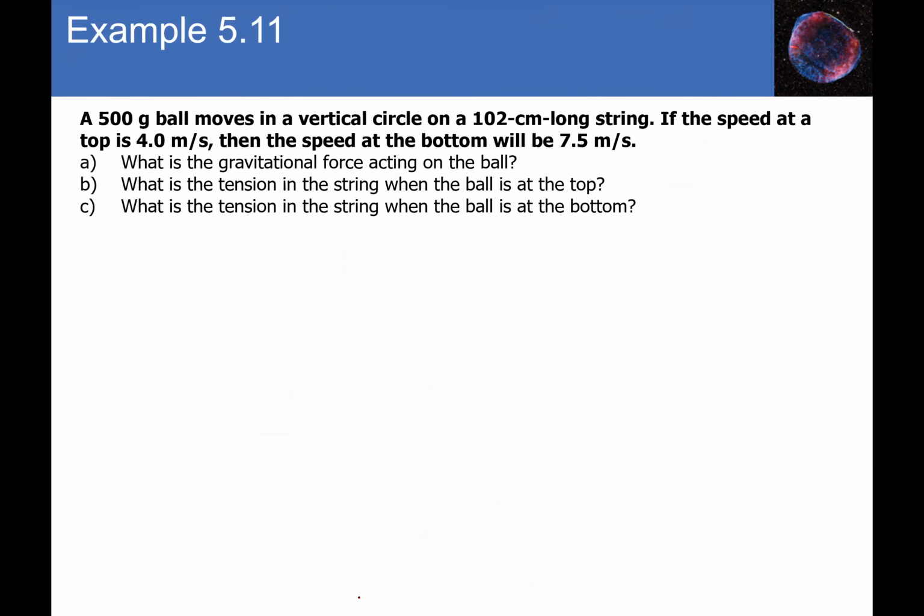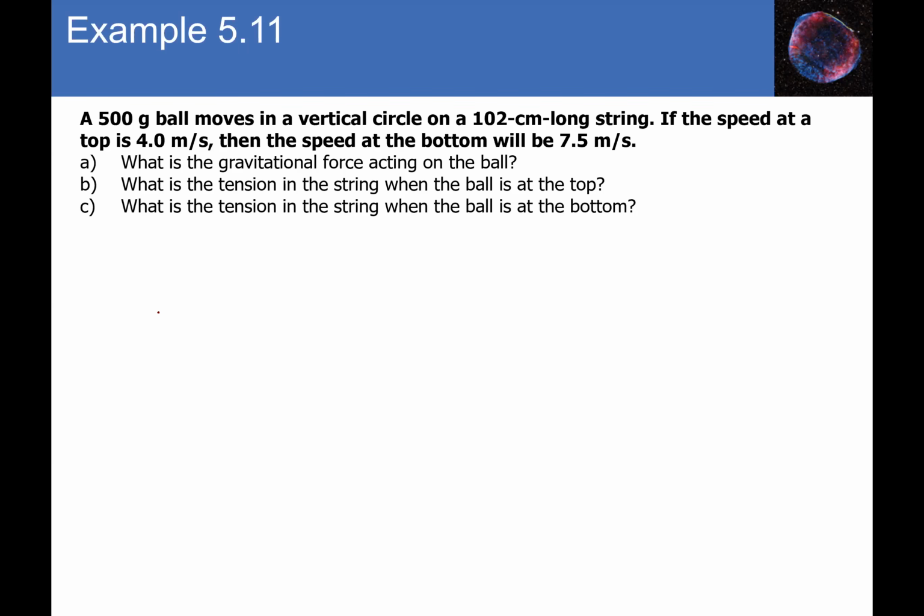So let's look at an example like this. A 500-gram ball moves in a vertical circle on a 102 centimeter long string. If the speed at the top is 4 meters per second, then the speed at the bottom will be 7.5 meters per second. It's a non-uniform circular motion. What is the gravitational force acting on the ball? And what is the tension in the string when the ball is at the top? What is the tension in the string when the ball is at the bottom?